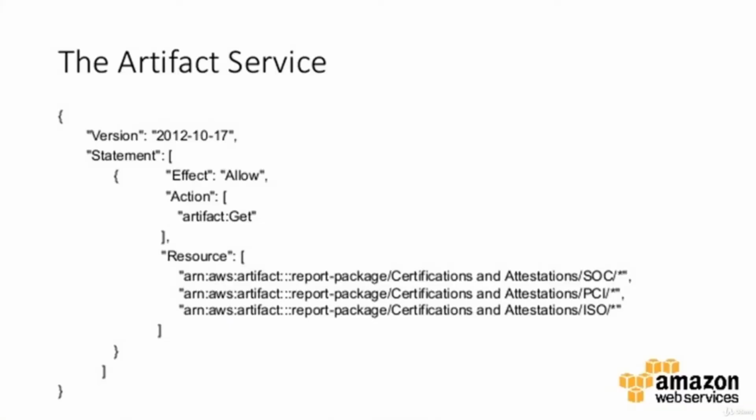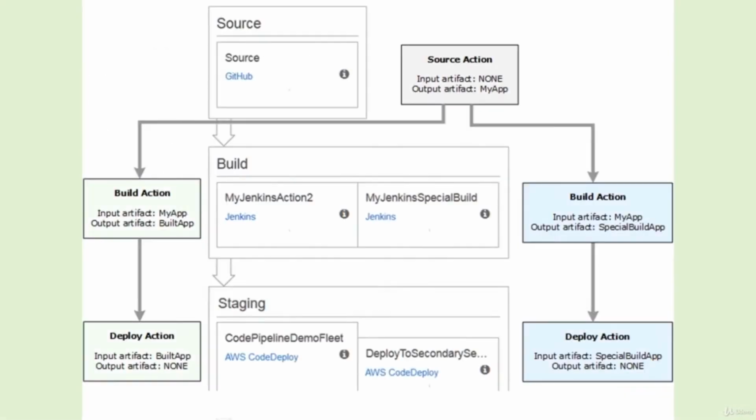The artifact service is in the format of either JSON or XML, where you have the key value pair of details. You could define the version, the statement, the effect, allow or deny, the action, and the get artifact, the resources, and the ARN, Amazon Resource Name, for respective artifacts, and things like that you could attach with different services. You have different stages of development for the source code to build and staging, and there you have the artifact roles for the documentation and things like that in the DevOps or software development lifecycle.